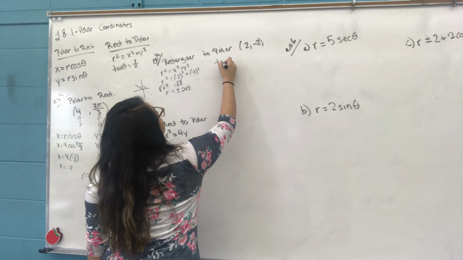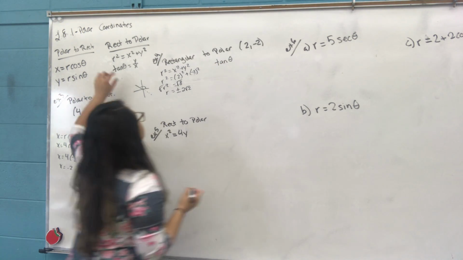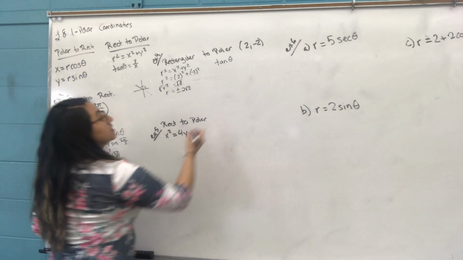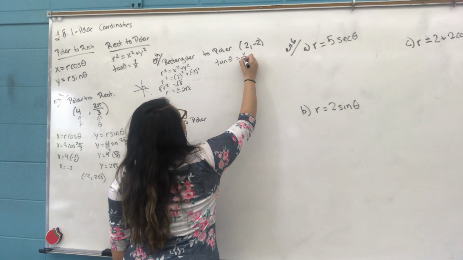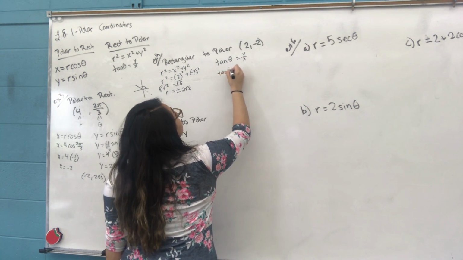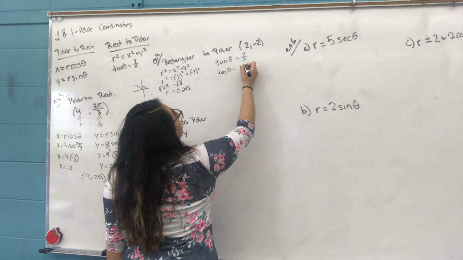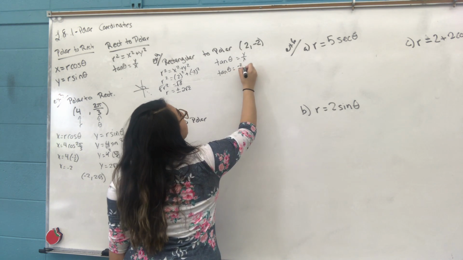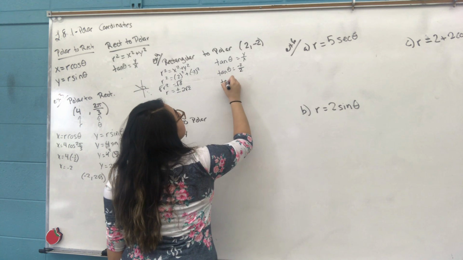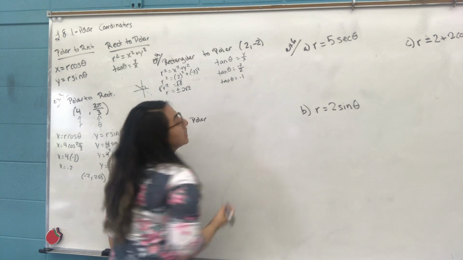Now, here, we're going to use a tangent. We're trying to find the angle by using the tangent form here. So the tangent is equal to y over x. We know that y is -2, x is 2. So we have the tangent of the angle is equal to -1.